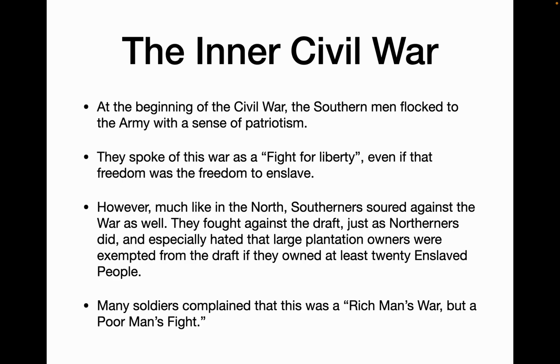And so a lot of Southern men started to complain that this was a war started by the wealthy Southerners but fought by the poor Southerners. To put it a simple way, rich man's war, poor man's fight.